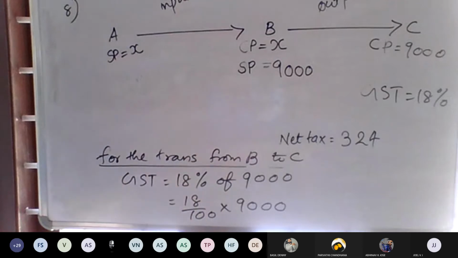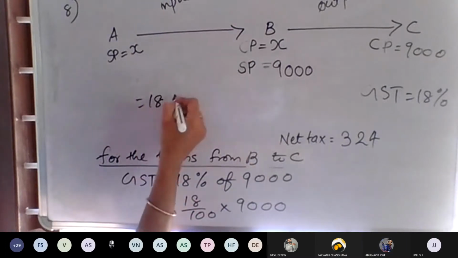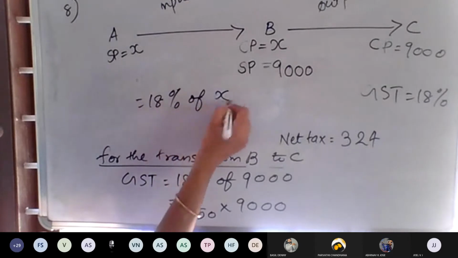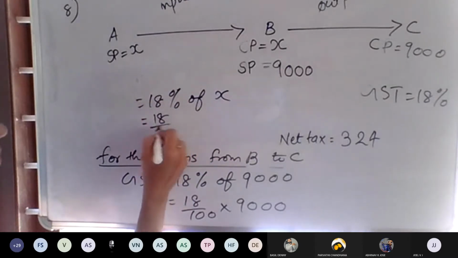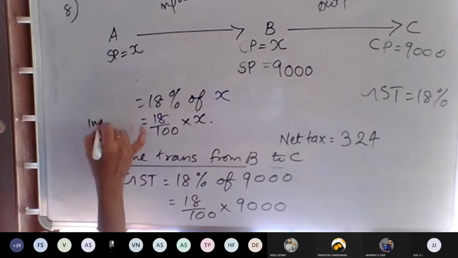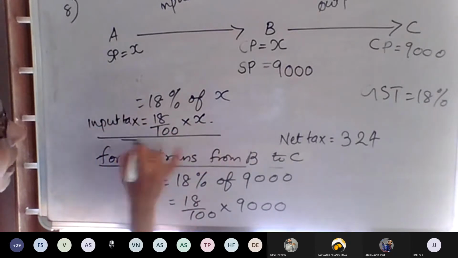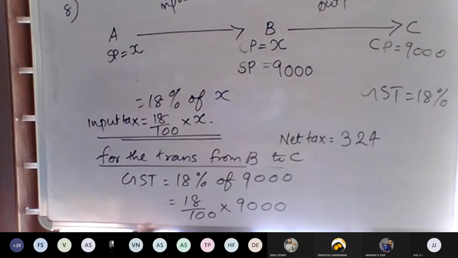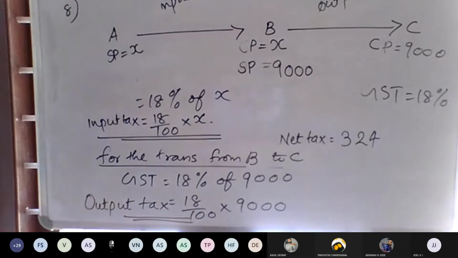What did we write first? For input tax, we wrote 18% of X. There, one more step: write 18 by 100 into X. That means input tax is equal to 18 by 100 into X. Let it be there. After that, for the transaction from B to C, the GST is known as the output tax. Output tax is equal to 18 by 100 into 9,000.